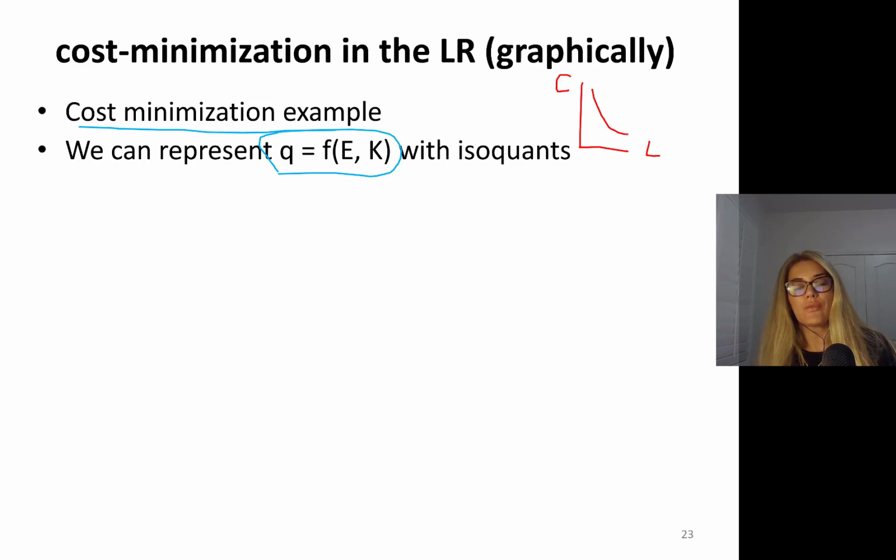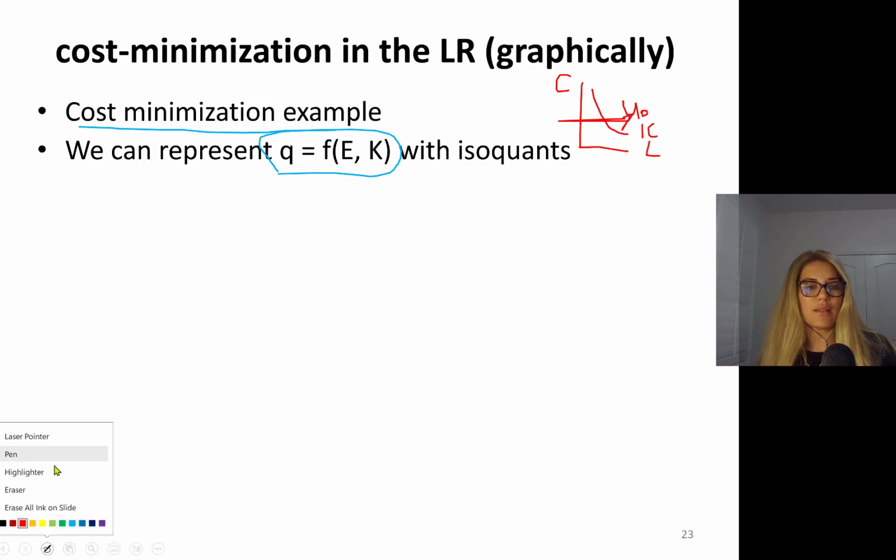These were not isoquants. I was going to say isoquants. These were indifference curves, ICs. They represented the level of utility, indifference curves, okay? So I'm going to get rid of that portion.